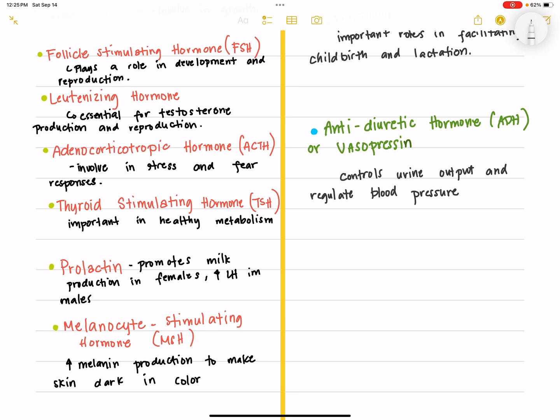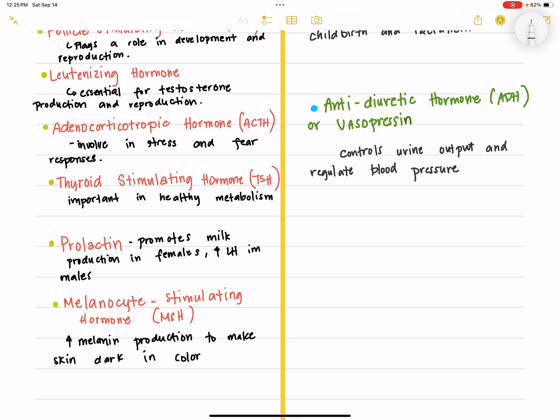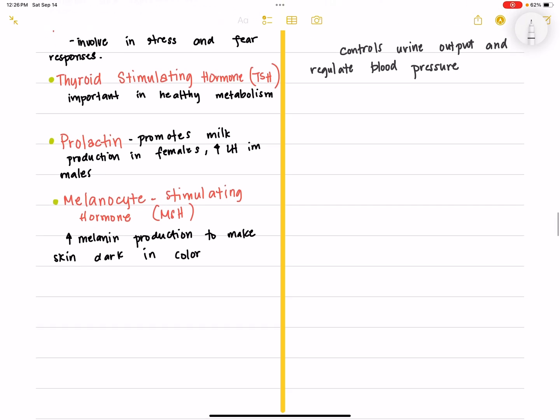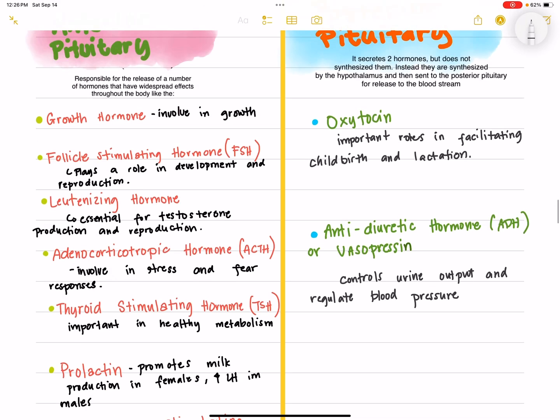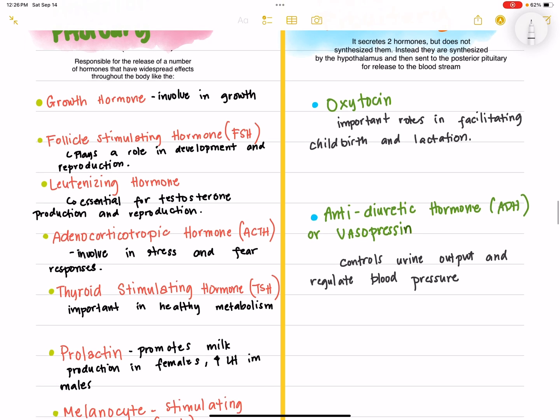Okay? So, di ba, halin siya sa thyroid gland man ang thyroid-stimulating hormone. Haba ko gina. So, prolactin promotes milk production in females. So, increase luteinizing hormone in males. So, melanocyte-stimulating hormone or MSH, increase melanin production to make skin dark in color. Okay? So, maraman na sa modules ninyo, rephrase ko lang para maintindihan nyo pa mas lalo.